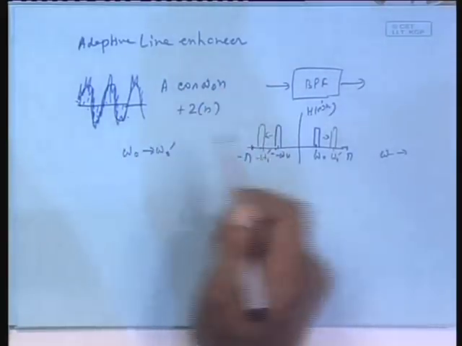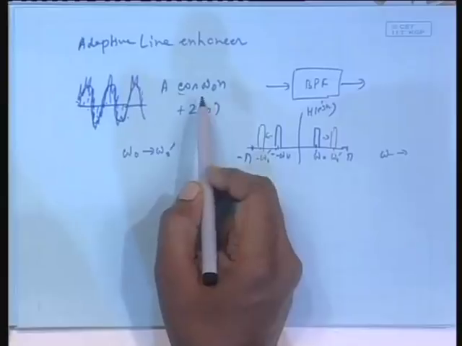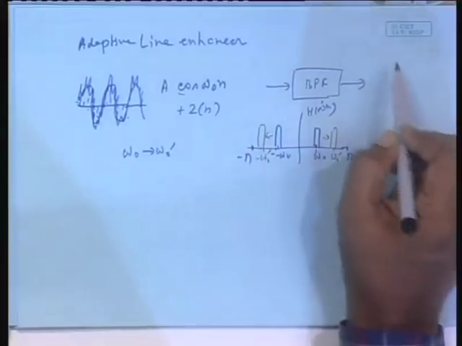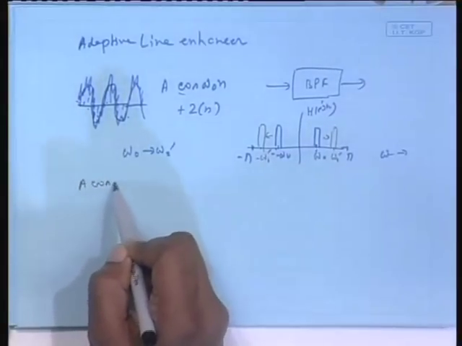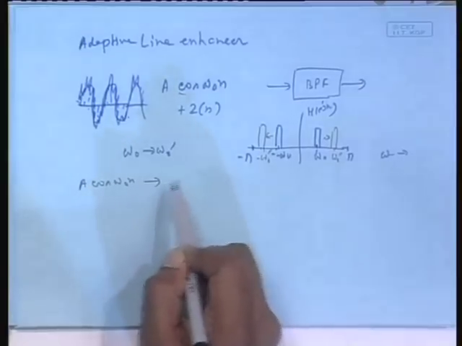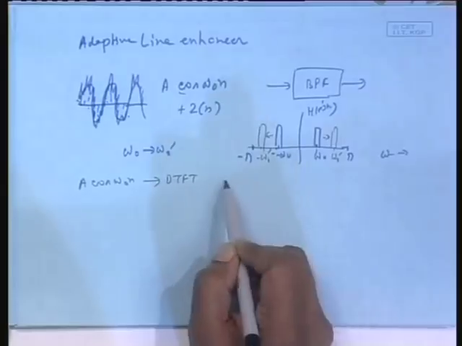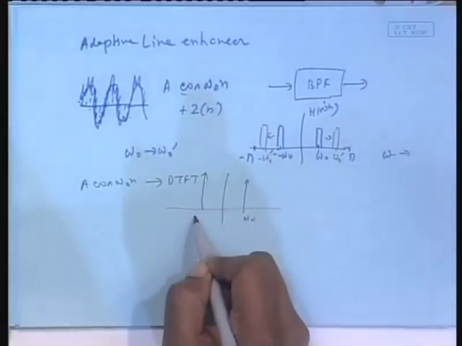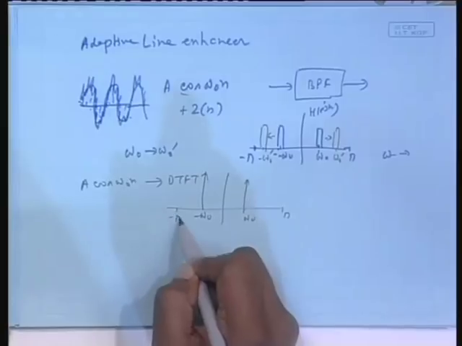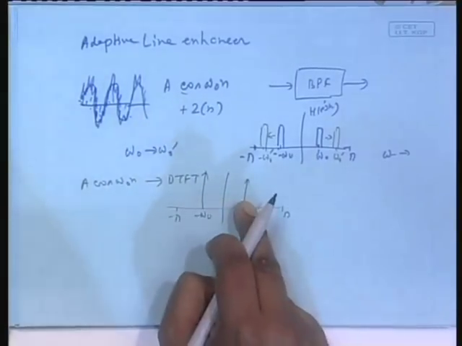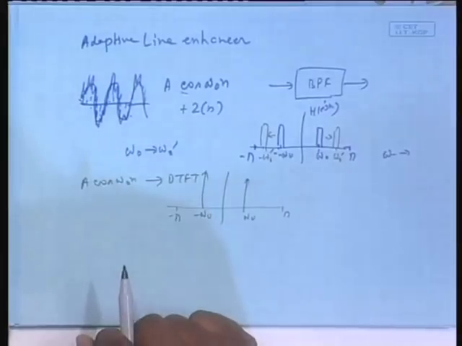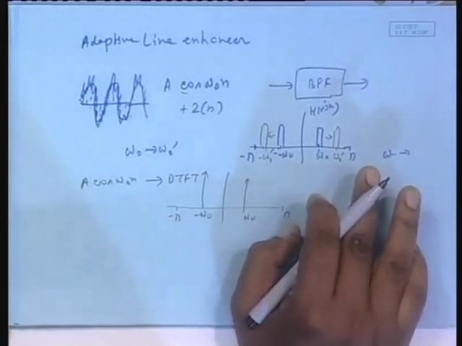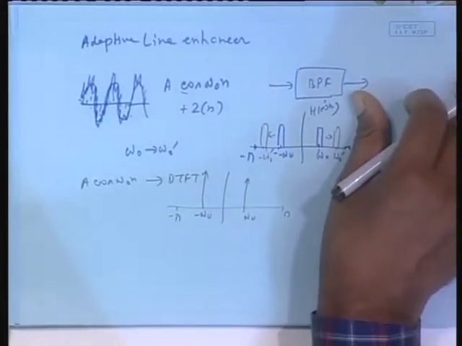This is called a line enhancer, because whenever you have a sinusoidal signal, if you take its discrete time Fourier transform, you get lines. For cosine omega naught n, if you take its DTFT, you will get one impulse at omega naught and another at minus omega naught. This follows from basic DSP. So, these are lines, but these lines were buried in noise. What this adaptive filter does is enhance the lines, that is, remove the noise, adaptively.